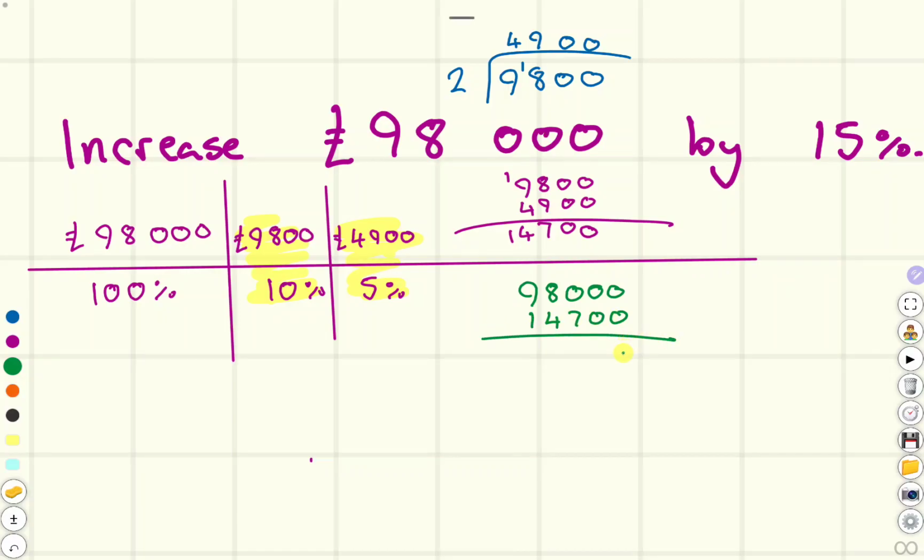98,000 plus 14,700. So let's add these together. 0, 0, 7, 12 carry 1, 9, 10, 11. So I get 112,700 would be that after an increase.